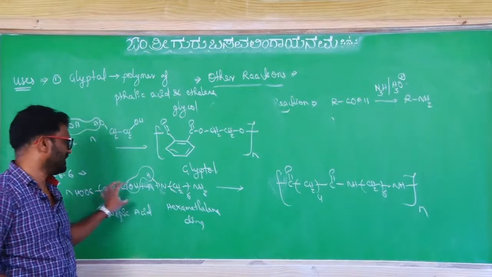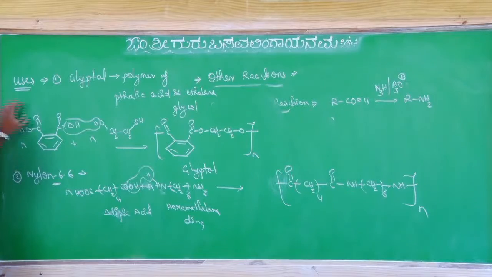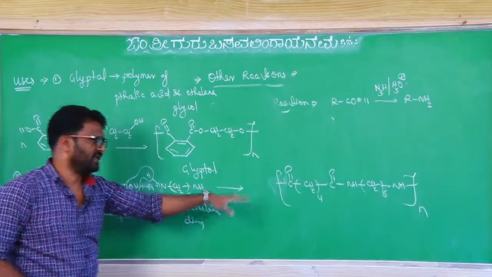So this dicarboxylic acid will be used for making nylon 66 cloth. Glyptol is one type of paint, and this is one type of nylon 66.